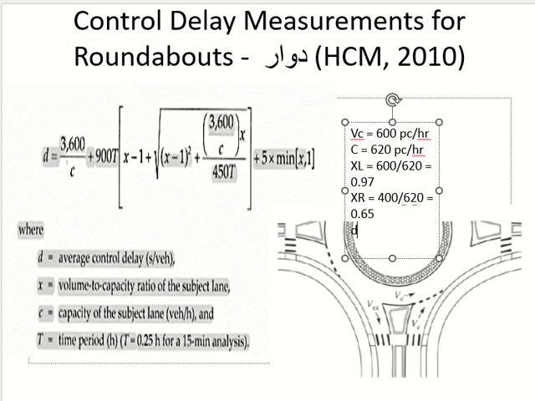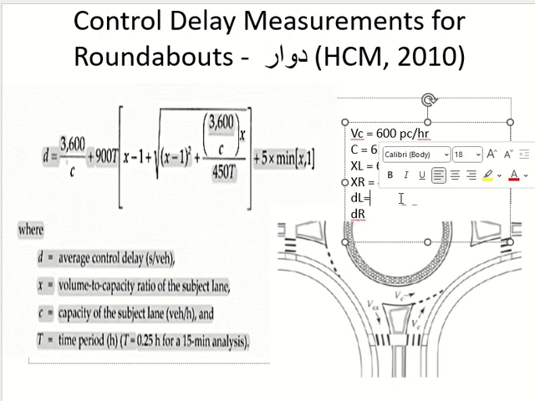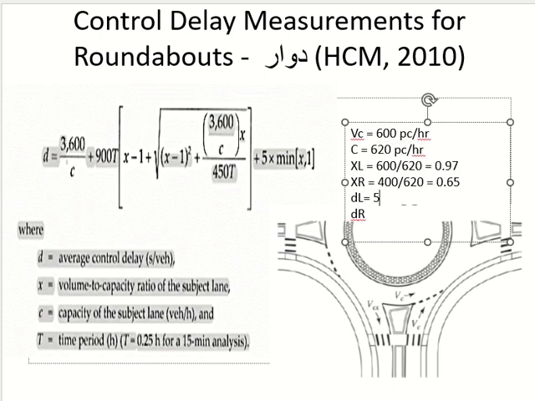Okay. Delay for left. This is for which one? 54 point something. As I said, seconds per vehicle, okay? Seconds per vehicle. And for the other one? 8.7. Any questions?